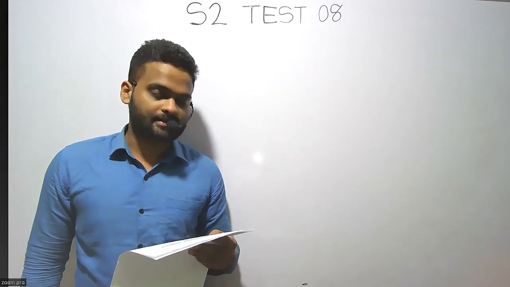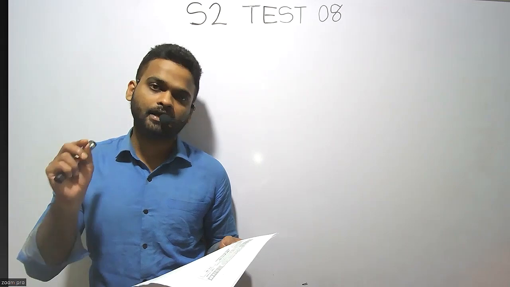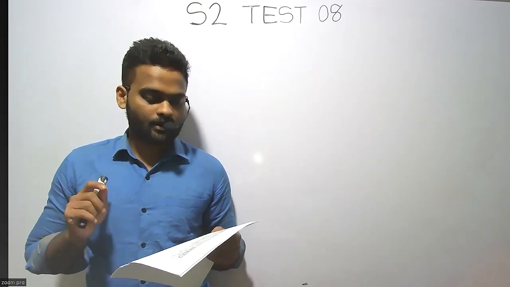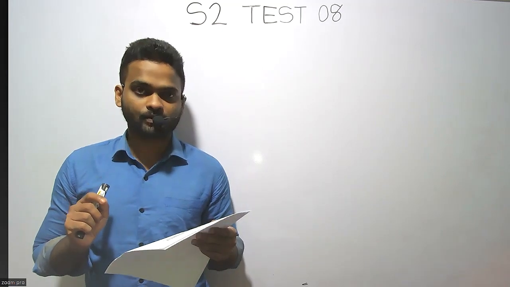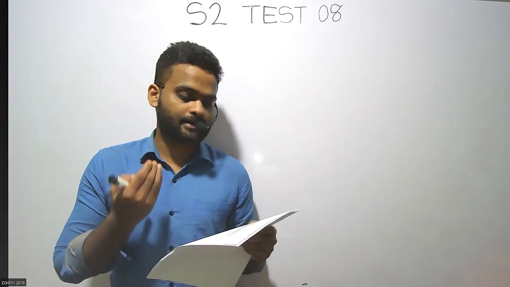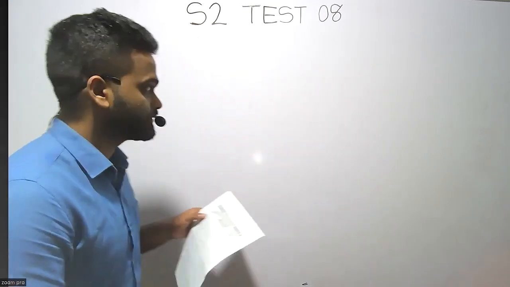So this is test number 8. This test is mainly based on the human eye and optical instruments only, right? Okay, we'll try the first question. The magnitude of an object as seen by the eye depends on, right?